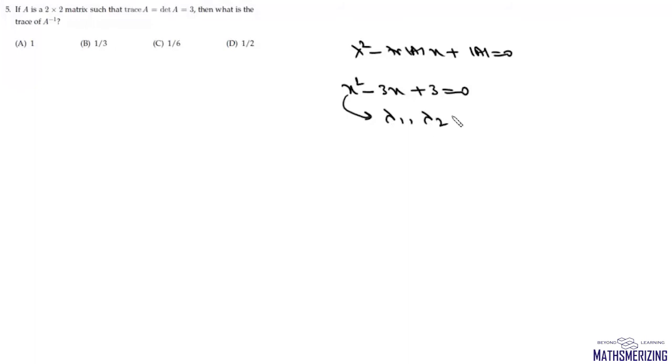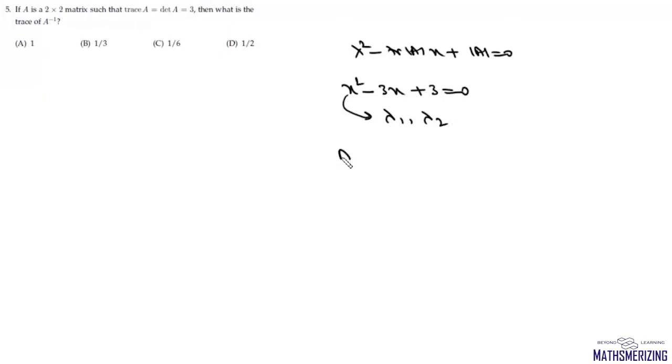Now let us take another question, which is, if A is a 2 cross 2 matrix such that trace of A equals determinant of A and it is equal to 3, then what is trace of A inverse? Now we know that characteristic equation for any 2 cross 2 matrix can be expressed as x square minus trace of A into x plus determinant of A equals 0. So this equation will be x square minus 3x plus 3 equals 0. Now suppose eigenvalues for this equation are lambda 1 and lambda 2. Now we need to find trace of A inverse.